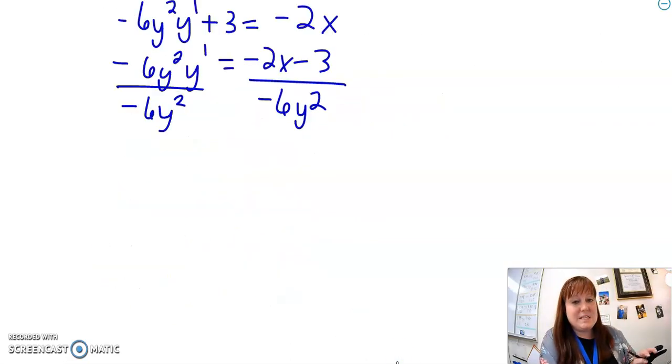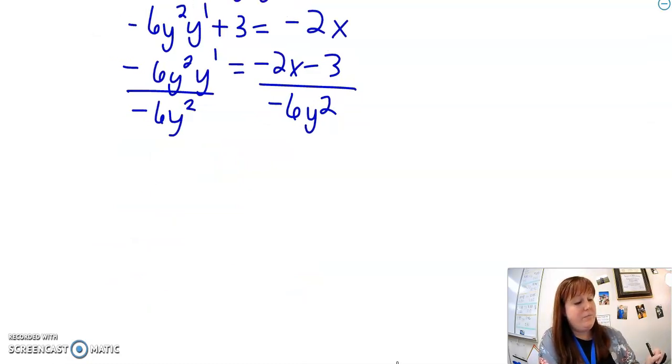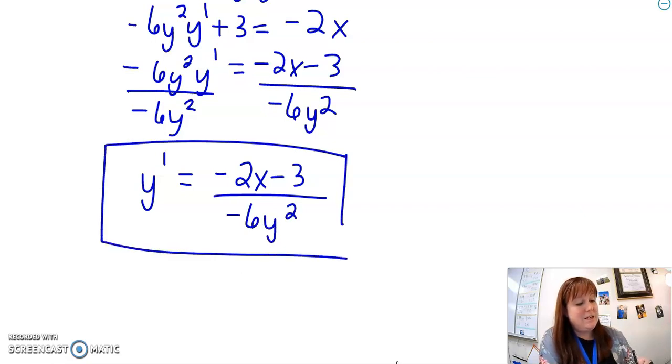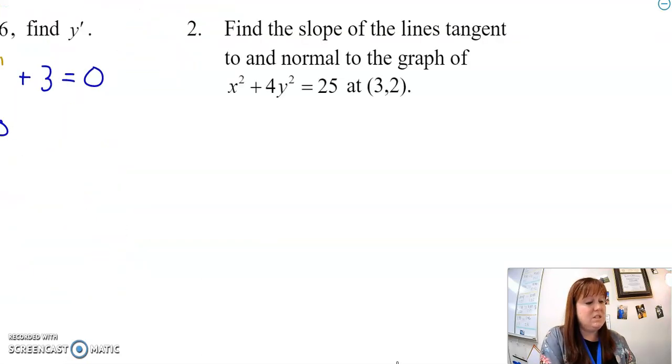So we divide both sides by negative 6y squared, and I end up with y prime equals negative 2x minus 3 over negative 6y squared. That is the derivative at any given point on this function. So it's the slope of the tangent line at any point. The next thing says, find the slope of the tangent to and normal to the graph of this function.